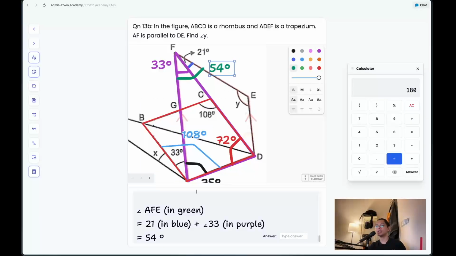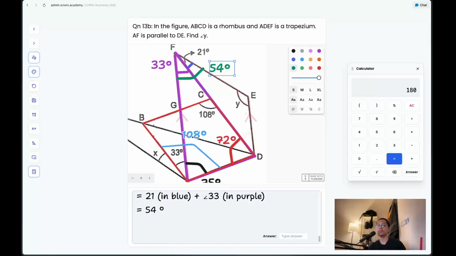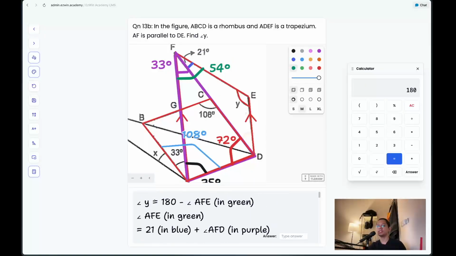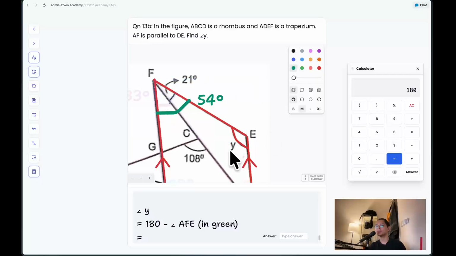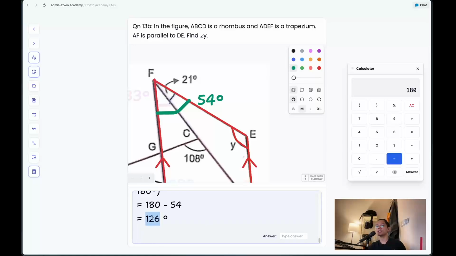So now we know that AFE in green is 54 degrees, then we can finally get Y, which is 180 minus angle AFE in green. I just made it easier to see. So Y is 180 minus AFE, which is 54 degrees, because it is an adjacent angle in a trapezium, which in this case is 126 degrees. So there you go. The answer is 126 degrees.